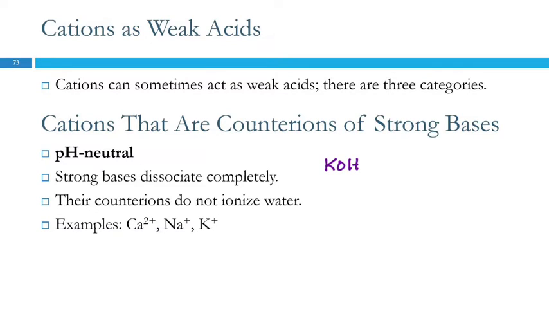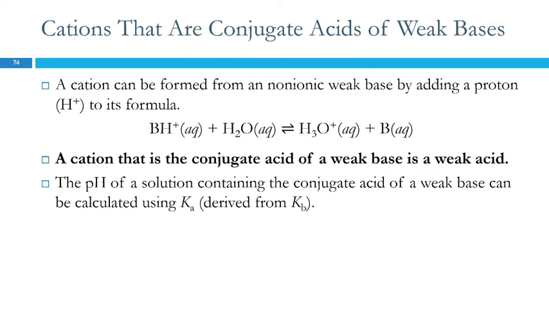So, potassium hydroxide. This is a one-way thing. It just separates into ions, and that potassium's not going to do anything. So, like the conjugate base of a strong acid does not act as a base, here, cations that are counter ions of strong bases do not act as acids. Okay? And then we have some that are conjugate acids of weak bases, and these can act as acids.